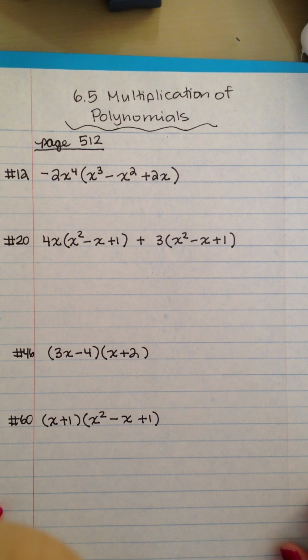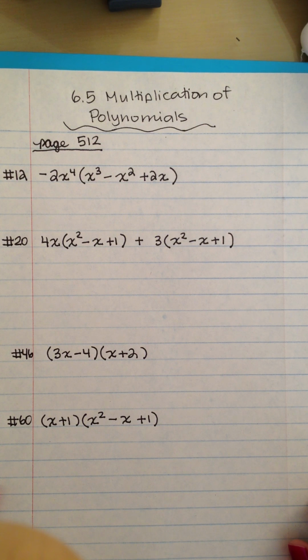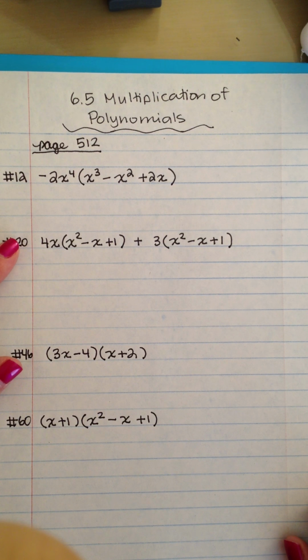Let's take a look at section 6.5, Multiplication of Polynomials from your text. And I want to look at 4 problems. These are all from your textbook on page 512 and 513. Let's take a look at number 12.